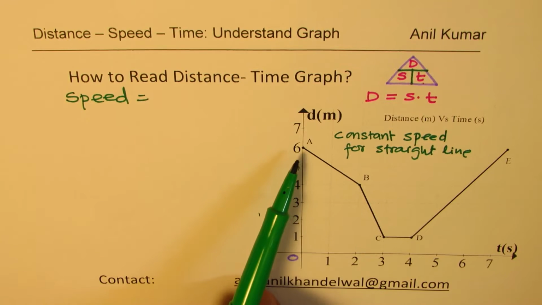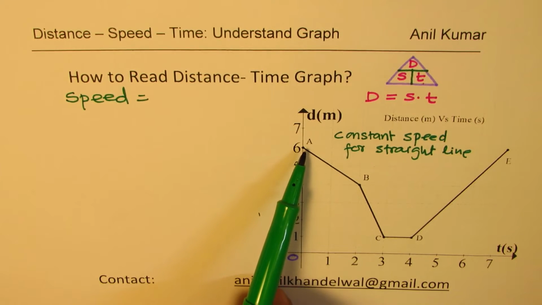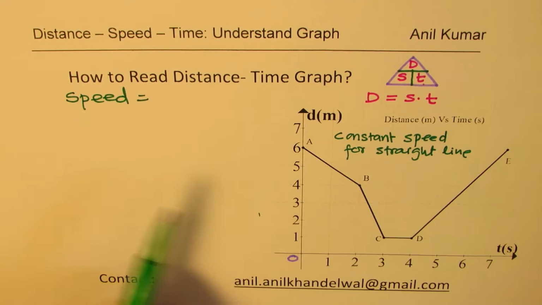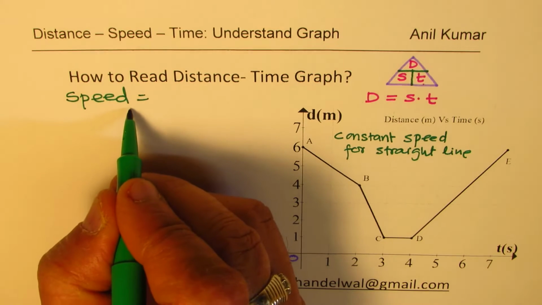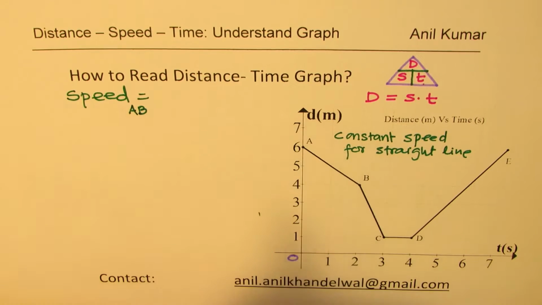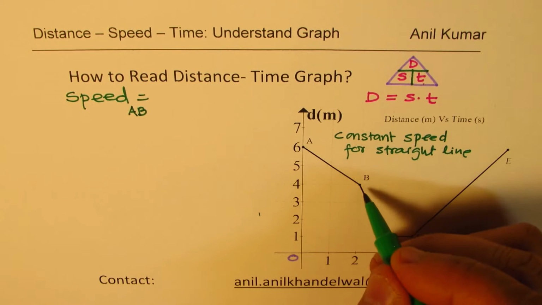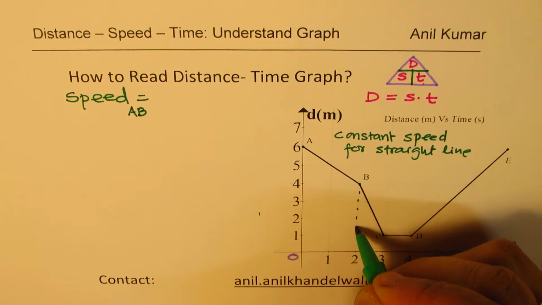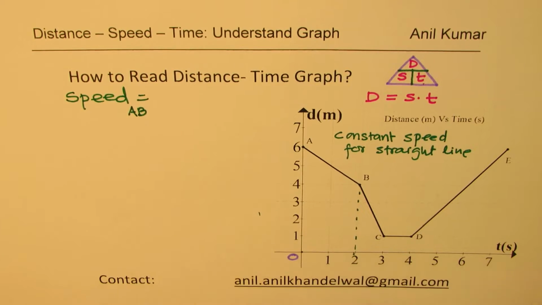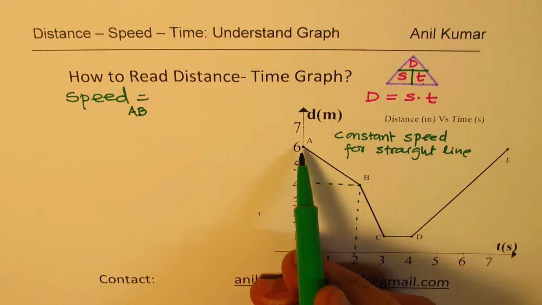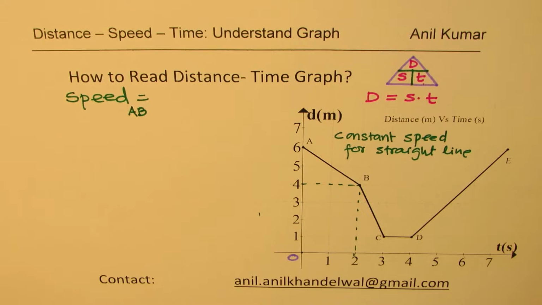Now speed is constant between two intervals. Here we have mentioned A to B, B to C, C to D, D to E, right? Those are the different speeds. So you have to calculate speed over a particular interval. Let us say speed over interval AB, right? So the first leg of this particular graph. Then how do you find speed? Well, what you need to do is read the change in time along with change in distance. Now here the distance decreased by, this is in meters, from 6 it came down to 4, correct?